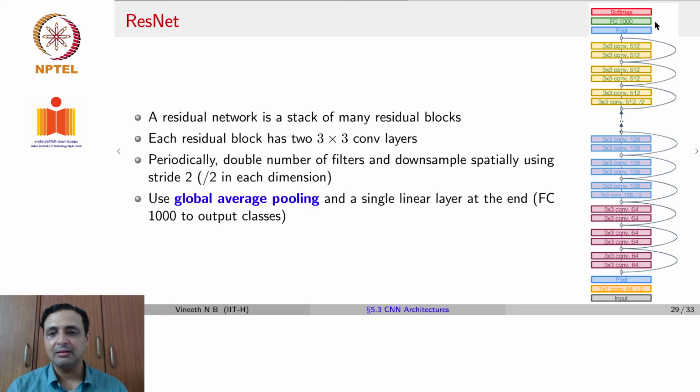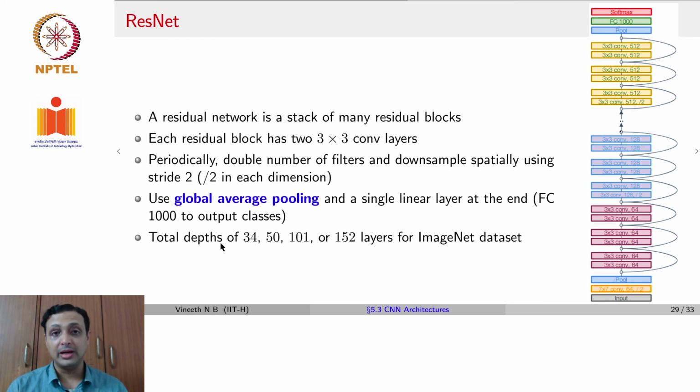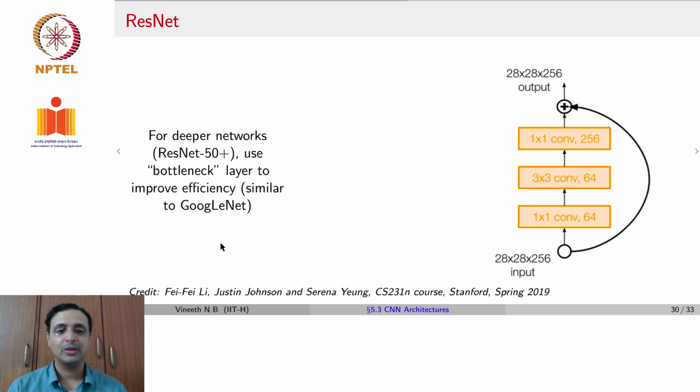And they had a single linear layer at the end. You can see that there are no fully connected layers here, but for the FC1000, FC1000 is done because ImageNet has 1000 classes. So FC1000 is required to give 1000 outputs in that last layer. And finally a softmax to convert those logits into probabilities. They had total depths of 34, 50, 101 and 152 layers for ImageNet. So it's called ResNet 34, ResNet 50, ResNet 101, ResNet 152, so on and so forth.